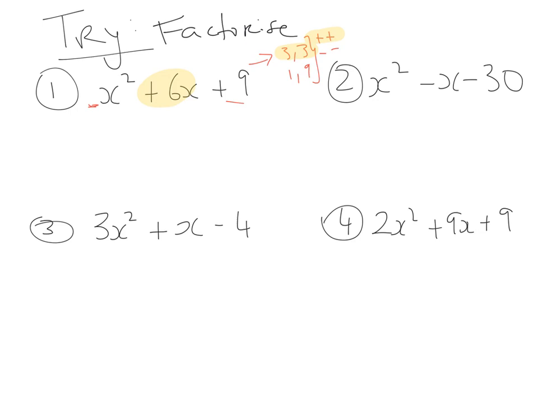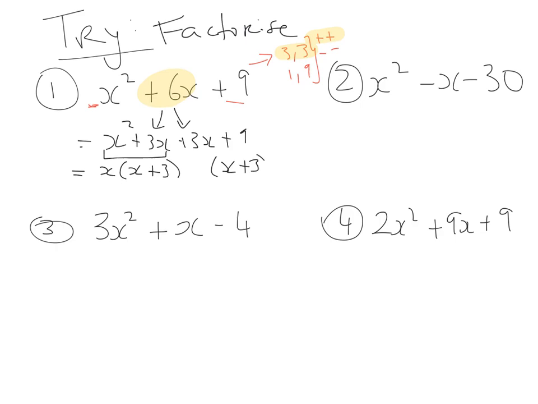So I'm going to separate my 6x out into plus 3x, fill out everything else to the left and the right hand side, and do our factorising. So that is going to give me x bracket x plus 3, and then we're going to pop a plus 3 on the outside. So then altogether our answer is x plus 3 bracket x plus 3.